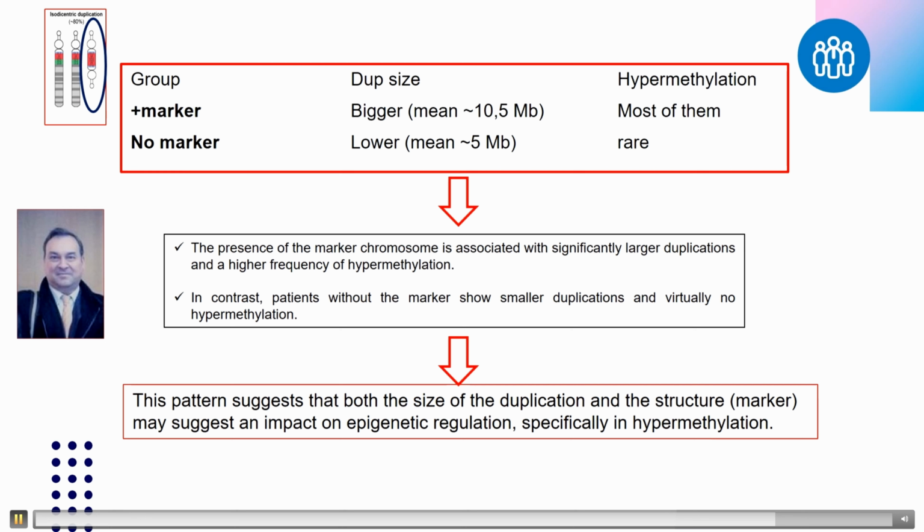In contrast, patients without the marker show smaller duplication and virtually no hypermethylation. This pattern suggests that both the size of the duplication and the structure, the presence of the marker, may have an impact on epigenetic regulation, specifically hypermethylation. That is our supposed hypothesis regarding a possible episignature.